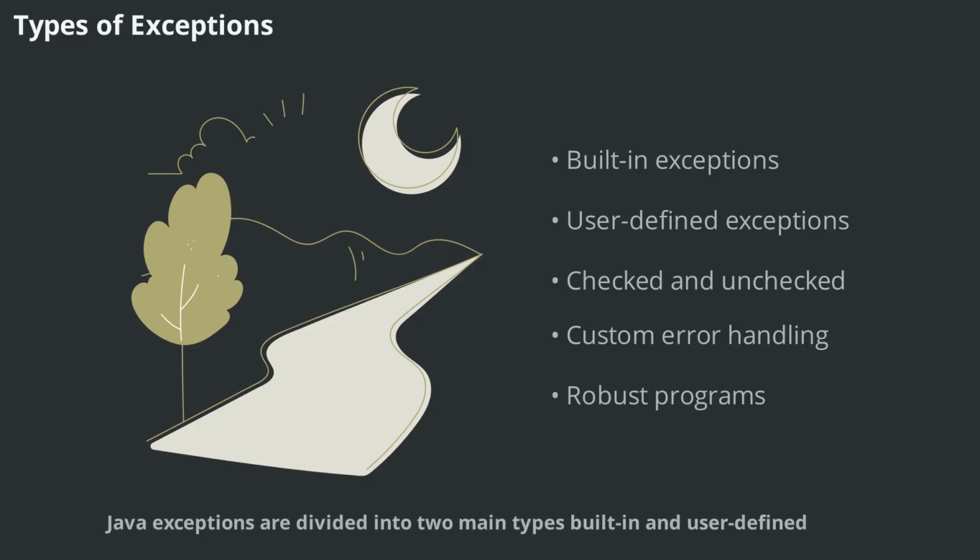Java exceptions are divided into two main types, built-in and user-defined. Built-in exceptions are provided by Java libraries and include checked and unchecked exceptions, such as array index out of bounds exception, I/O exception, and null pointer exception. User-defined exceptions are created by programmers to handle specific situations not covered by built-in exceptions. This flexibility allows for robust error handling.